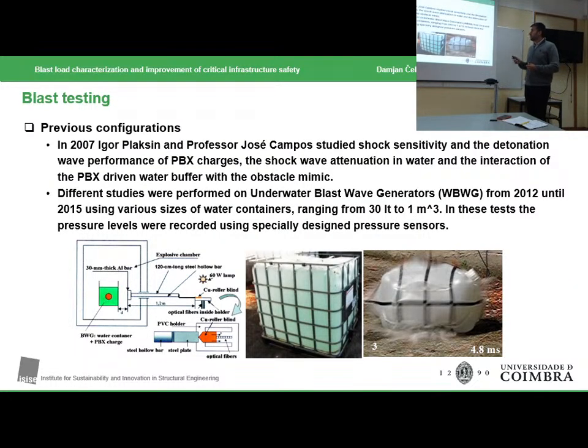So after defining the laboratory testing part, we are now moving to the third part of the presentation, which deals with the blast testing. At the mechanical department, there is a laboratory that has been performing different types of blast tests and studies on energetic materials for almost the past 3 decades. And here I found in the literature that they have published tests which are helpful in the design of my own setup.